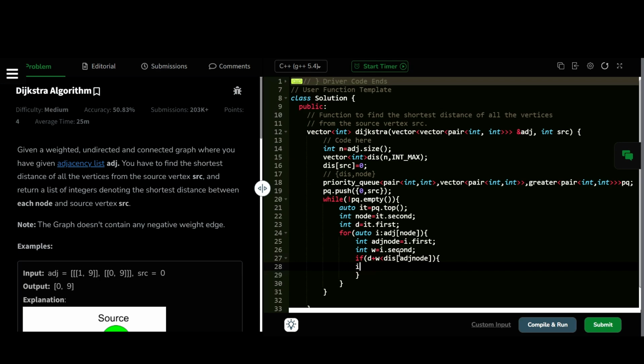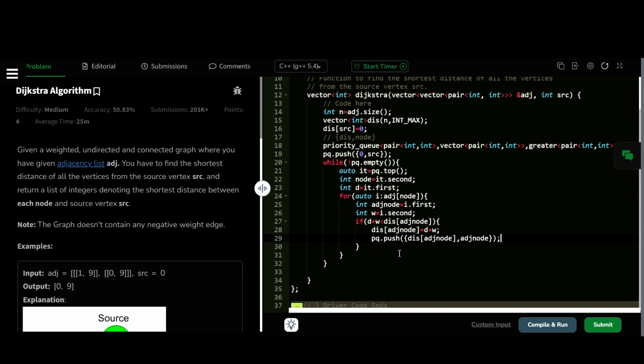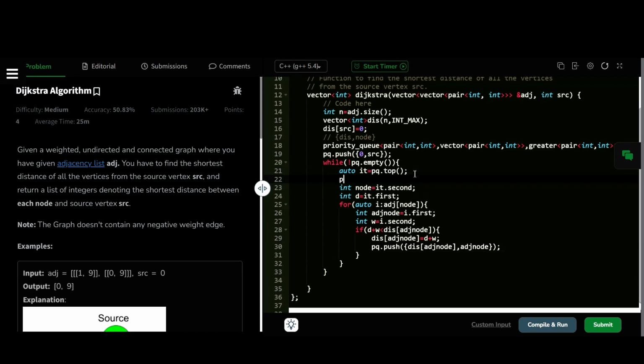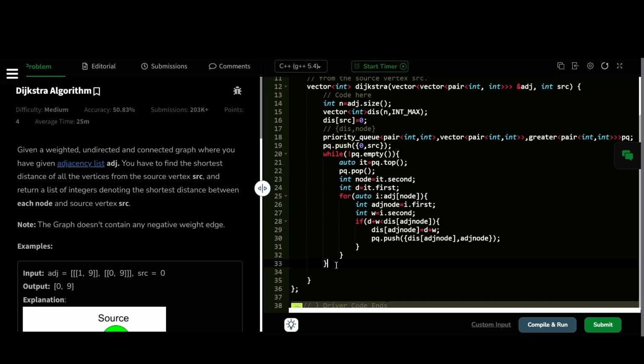we have to update it. So distance of adjacent node equals to d plus w, and we have to push it into the priority queue also. So we have the current distance, distance of adjacent node, and we have to put also the adjacent node. Okay. Now after getting the minimum element, we have to also pop it out. So pq dot pop. Okay. Now just return the distance vector.